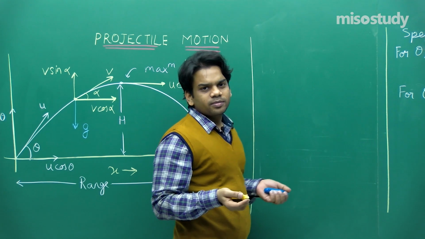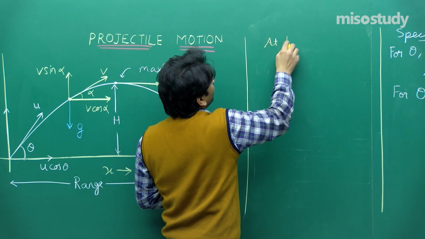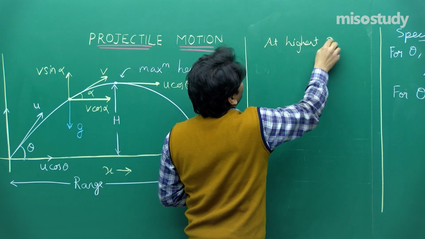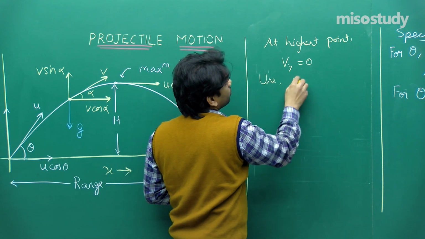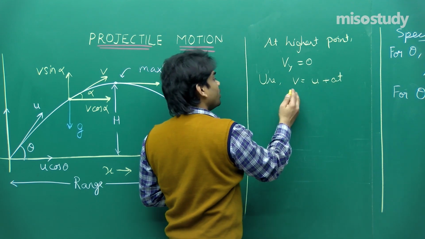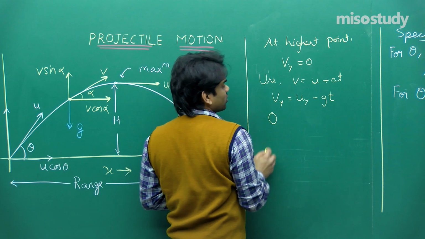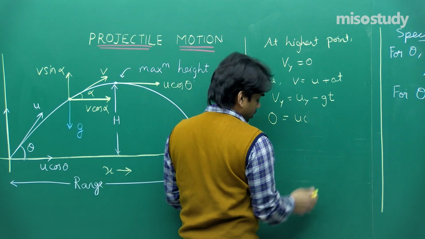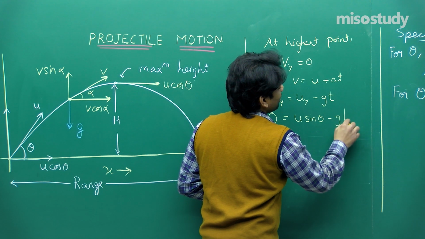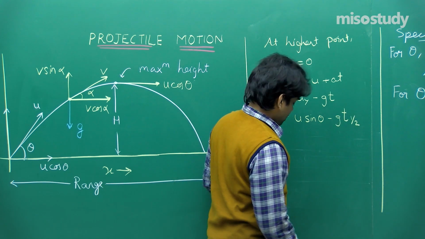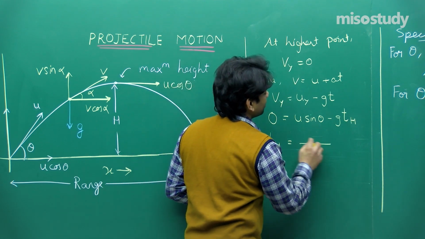Now at maximum height, what is happening? The vertical velocity becomes 0. So at the highest point we have Vy equals 0. Use v equals u plus at. We know Vy will be written as Uy minus g t. Vy is 0, Uy is U sin theta, minus g, and let me write T H for the time to maximum height. So T H will come out to be U sin theta by g.